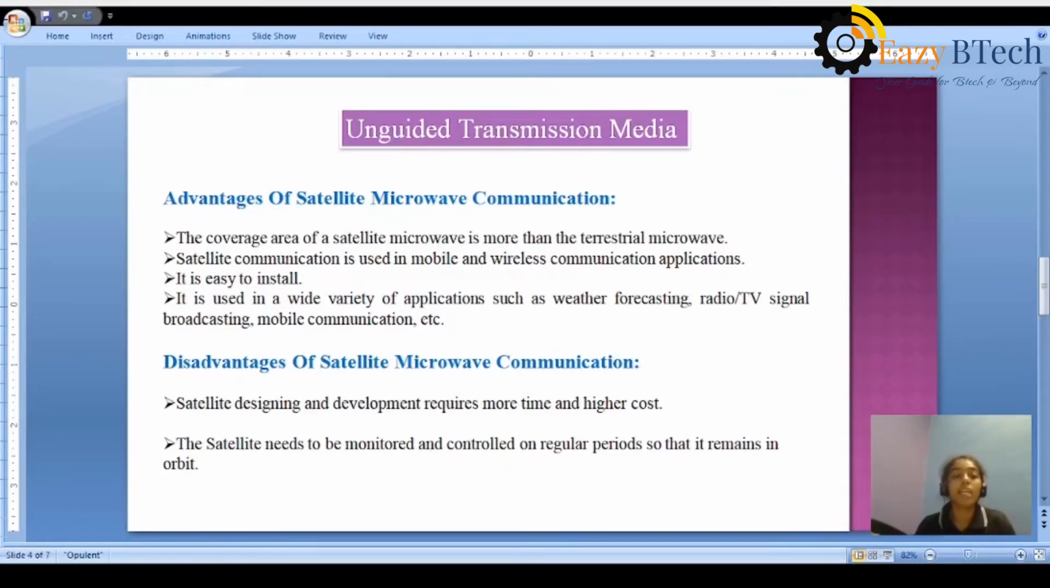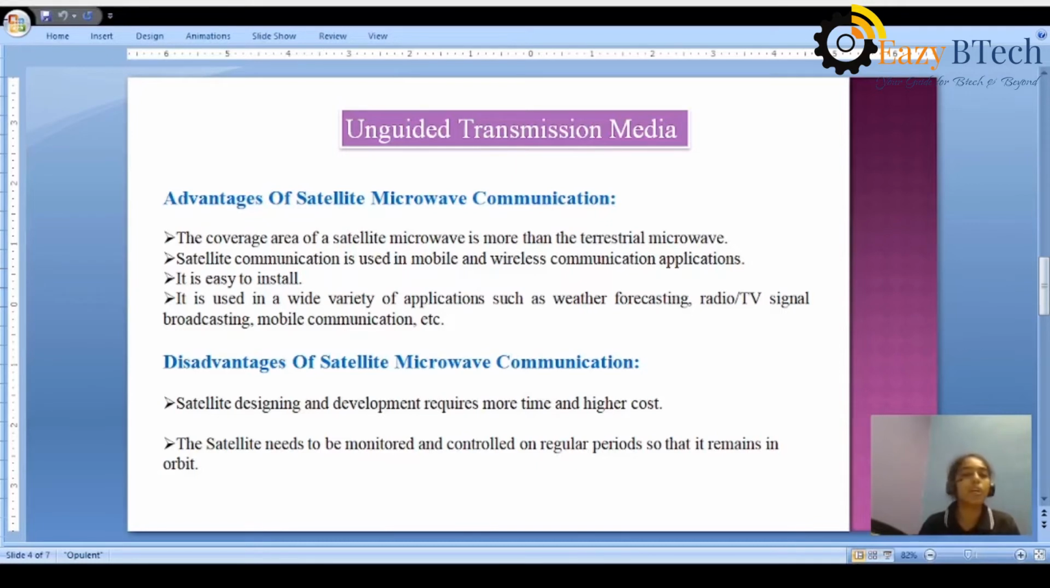The coverage area of satellite microwaves is more than terrestrial microwave. I already said the microwave range is 1 gigahertz to 1000 gigahertz, which I discussed in the previous classes. Second, satellite communication is mainly used in mobile and wireless communication. We can take Wi-Fi as a wireless communication application.